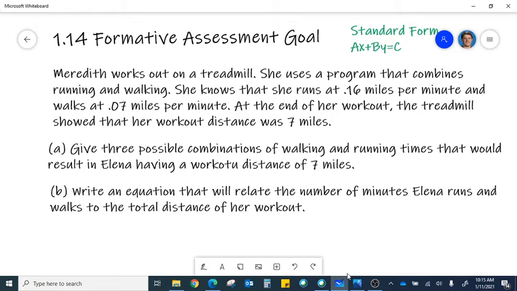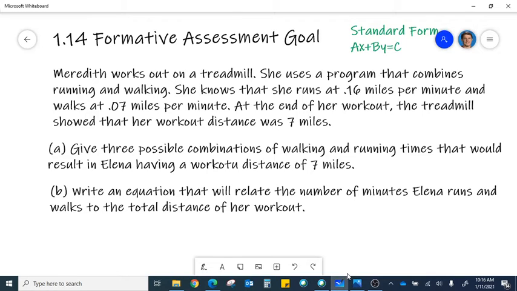Okay, so everybody, this is 1.14 formative assessment goal, and this lesson that we're talking about was creating a formula in standard form. Standard form is ax plus by equals c. We're going to create a formula that looks like that from a word problem.